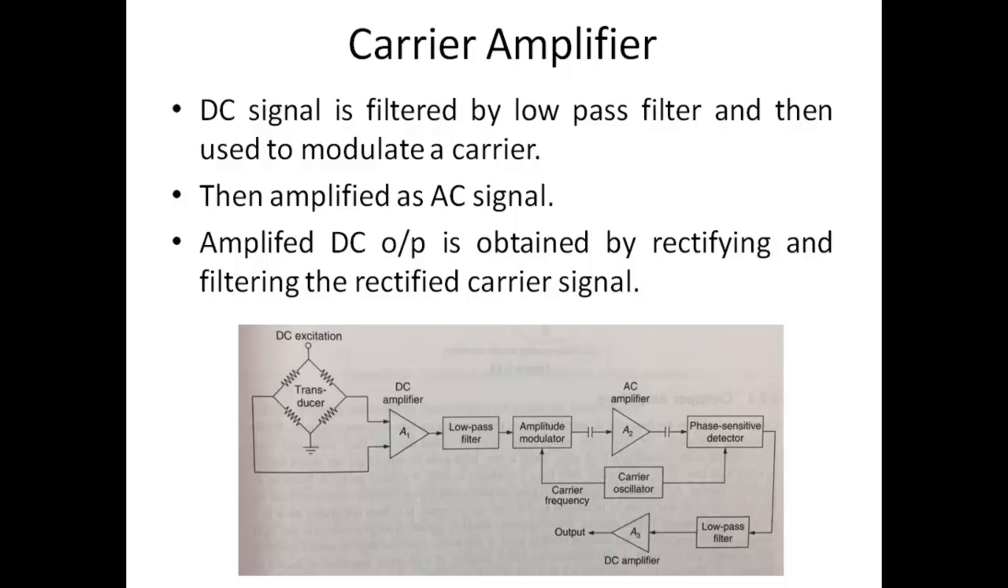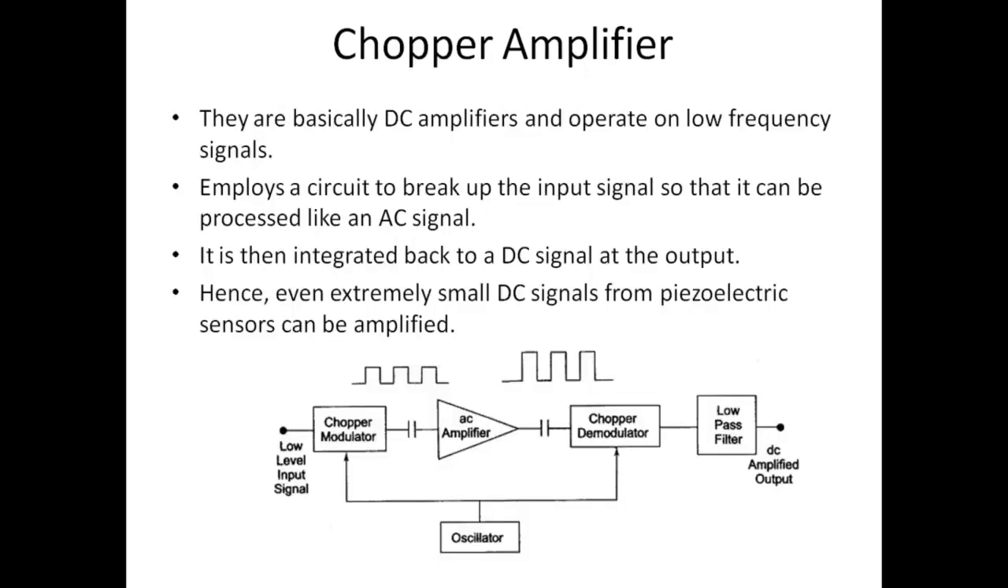Then we have chopper amplifiers. Chopper amplifiers are basically DC amplifiers, that is, they operate on low frequency signals. While measuring biosignals, we may come across signals that are very weak and need amplification with exceedingly high gain. Since a very high gain DC amplifier is hard to build with low offset, and further they have a tendency to drift, it is much easier to build an AC amplifier instead.